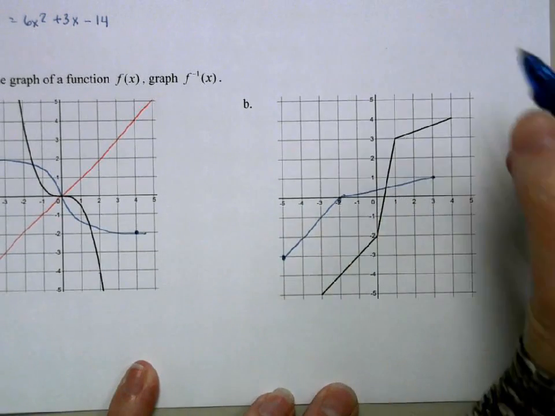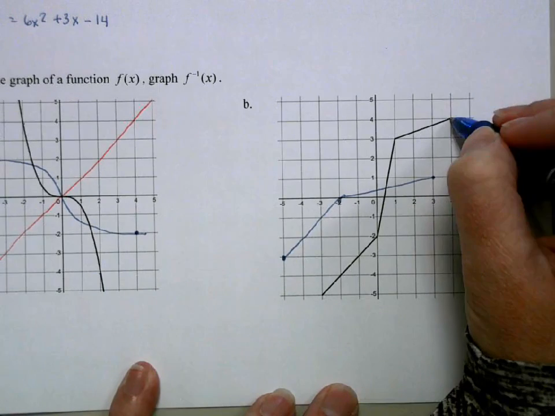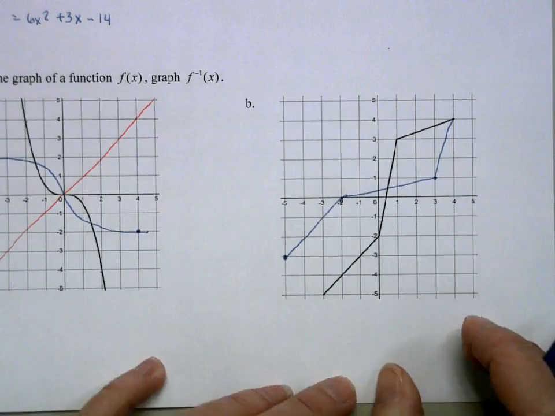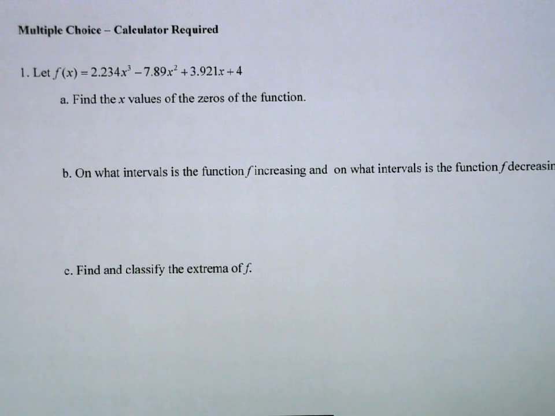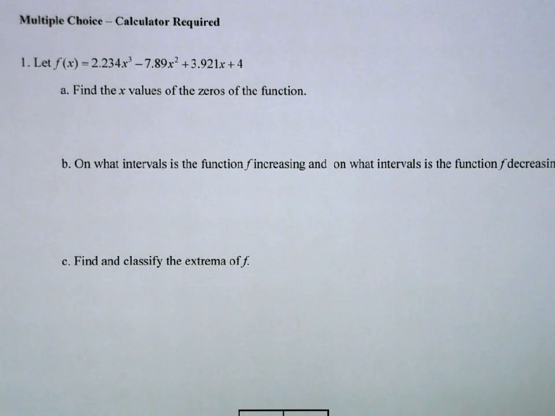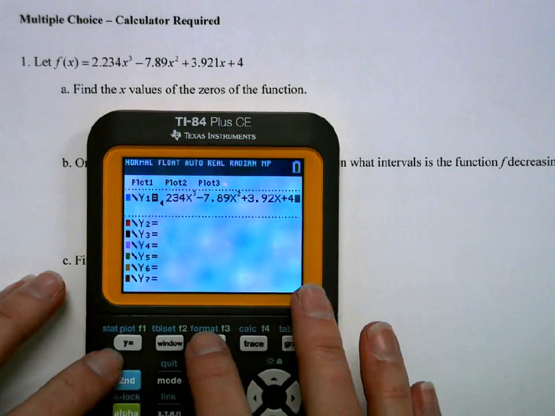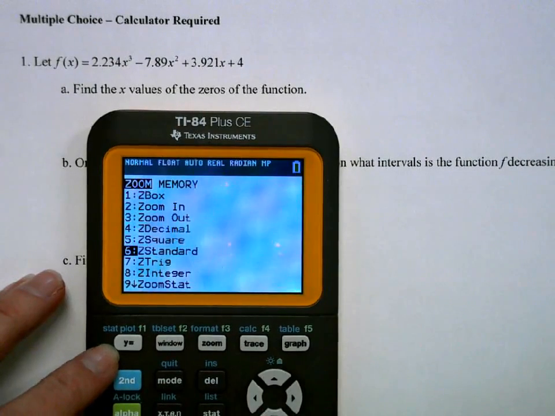Okay, next we have the calculator questions. So we're going to look at this function, and the first question we're asked is, what are the zeros of the function? So I have it in my graphing calculator, and I'm going to graph it on just a standard window to start. And there we got it. So we have 3 zeros, here, here, and here.